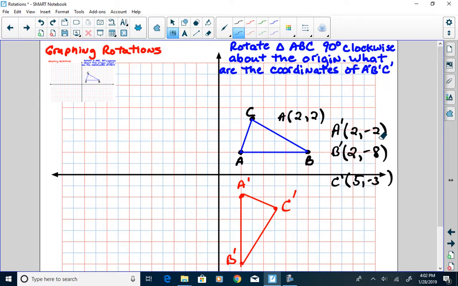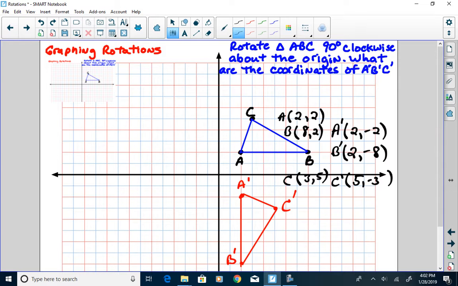Let's see about point B. Point B is located at 8, comma, 2. B prime after a 90 degree clockwise rotation is located at 2, comma, negative 8. Point C is located at 3, comma, 5, and C prime was located at 5, comma, negative 3.